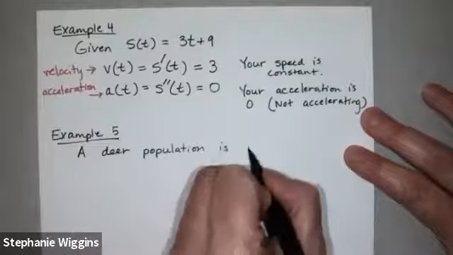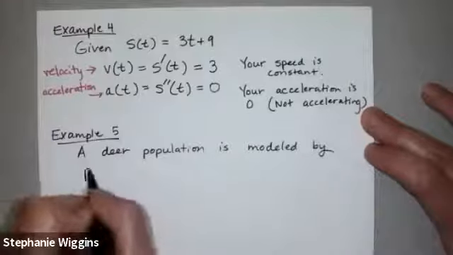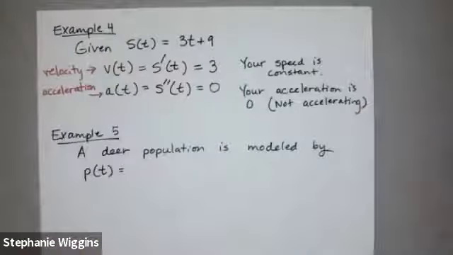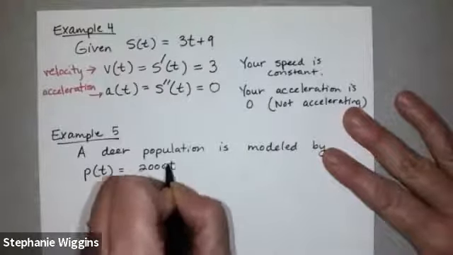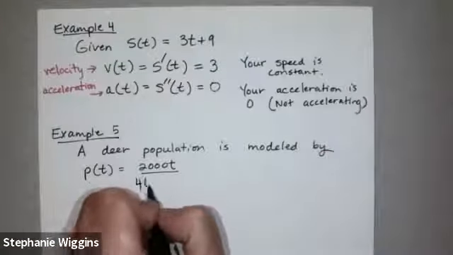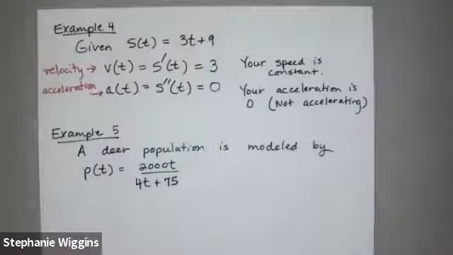But if you have a population, a deer population is modeled by a function p of t equals 2000t divided by 4t plus 75. So this is another problem from your homework. The numbers might be a little different, but I think the function is the same one you're working with. And you're asked to calculate the derivative of your deer population.